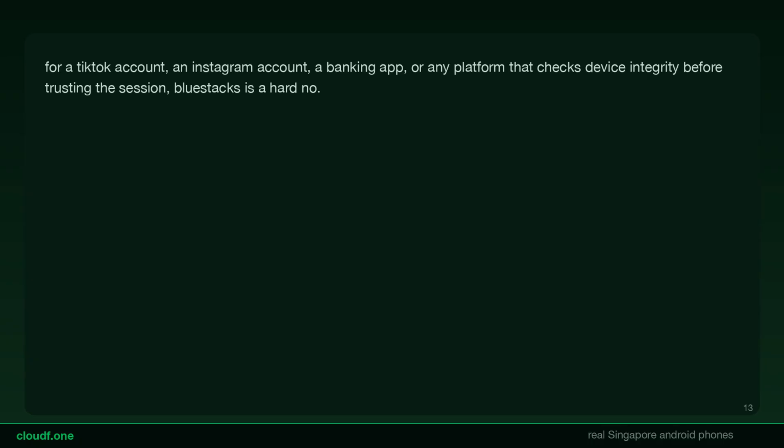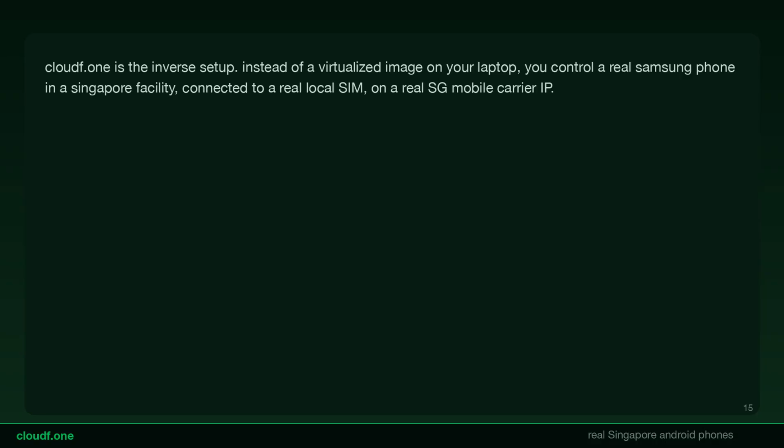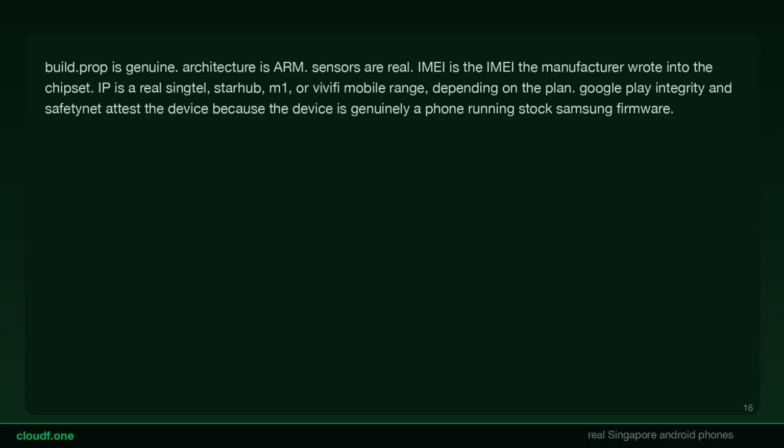Instead of a virtualized image on your laptop, you control a real Samsung phone in a Singapore facility, connected to a real local SIM on a real SG mobile carrier IP. The build.prop is genuine. Architecture is ARM. Sensors are real. IMEI is the IMEI the manufacturer wrote into the chipset. IP is a real Singtel, StarHub, M1, or Vivifi mobile range, depending on the plan. Google Play Integrity and Safety Net attest the device because the device is genuinely a phone running stock Samsung firmware. For any workflow where the platform on the other side scores risk based on device authenticity and IP geography, this is the layer the emulator approach cannot synthesize.